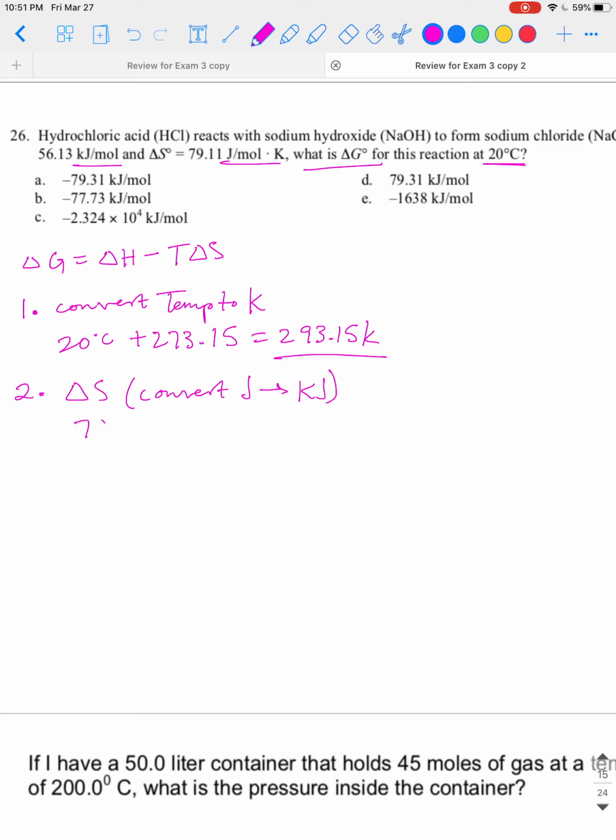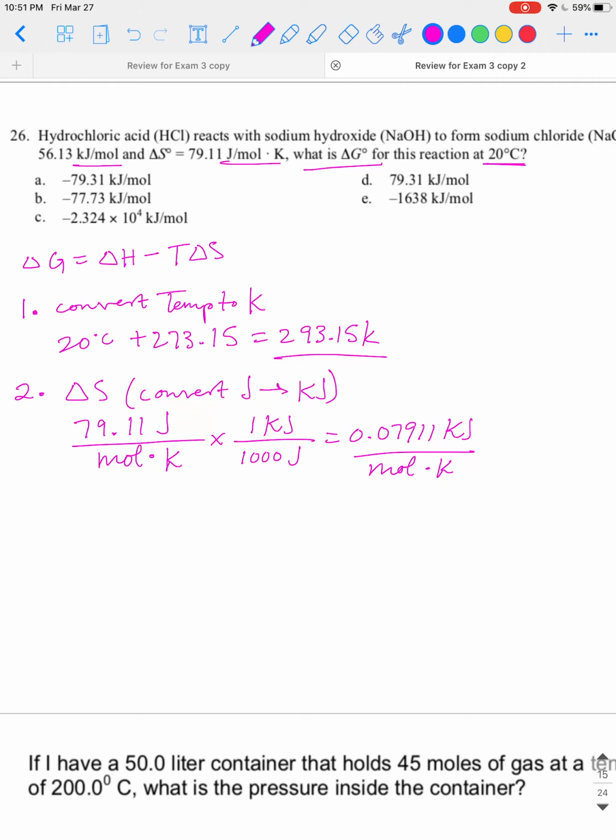So our delta S is 79.11 joules per mole times Kelvin, and we are going to convert that to kilojoules, so 1,000 joules for 1 kilojoule. So we should get 0.07911 kilojoules per mole Kelvin. Joules cancel out. We're left with kilojoules per mole Kelvin. Okay, so now we have done all that we need to do on the front end. Now we can use our delta G equation.